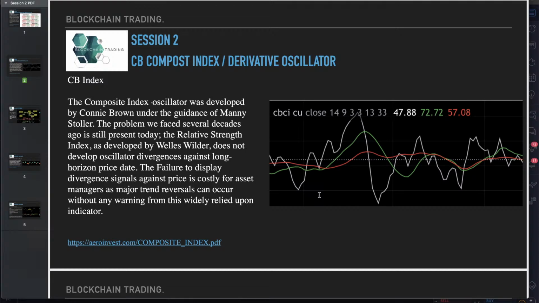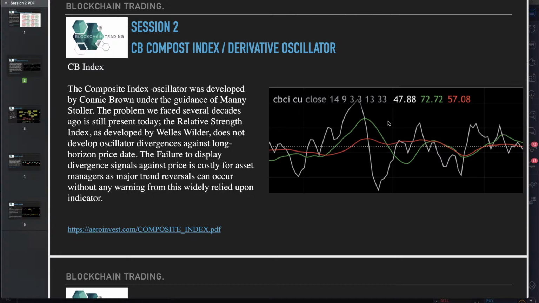But the biggest difference between the CB index and the RSI is that there isn't going to be a set of ranges, meaning that the CB index can go all over the place because it doesn't have a specific set of zones. However, it's still going to have the fast EMA and the slow EMA. It's going to be the CBCI, and that's what's going to be on TradingView. If you just search CBCI space CU, it should pop right up, and it'll have everything already pre-populated for a 14, 9, 3, 3, 13, and 33. Those are going to be your main areas.